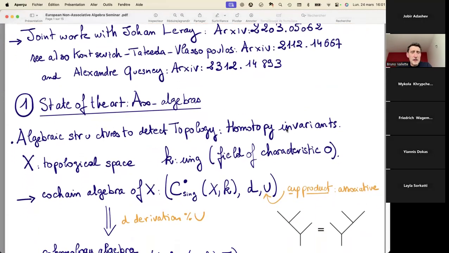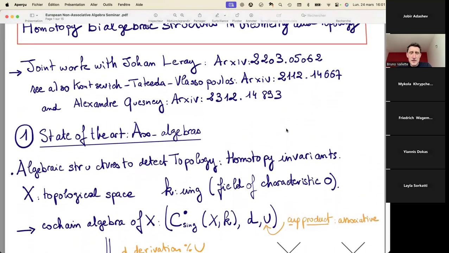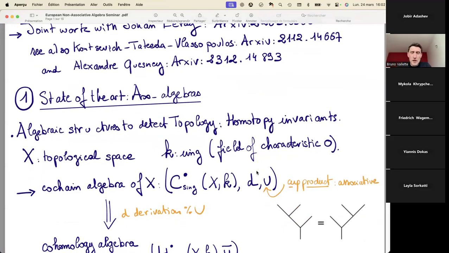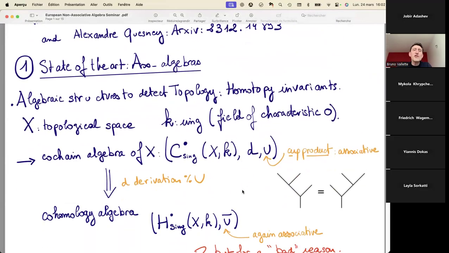Okay. So the idea is to start with the state of the art, A-infinity algebra. So what do we do? Let me start with a very basic observation. Now, if you want to detect the topology of spaces, how do you do that? From the beginning of the 20th century, algebraic topologists have tried to find finer and finer homotopy invariants of the homotopy type of a space. The first one, the most simple one, let's say, one which is quite computable, is the singular cohomology of a space.